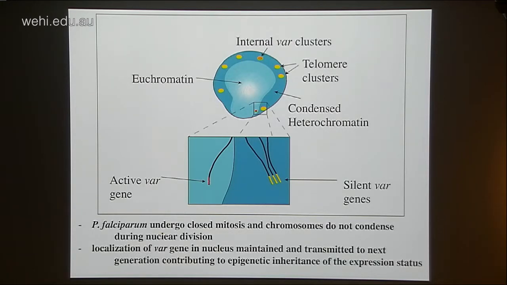We do know that P. falciparum undergoes closed mitosis, and so the chromosomes do not condense during nuclear division. And this means that the localization of VAR genes in the nucleus can be maintained and can be transmitted to the next generation. So what this means is that the epigenetic inheritance of the particular VAR gene that's being expressed basically can be passed on. So this is important. I'll come back to that later on as well.